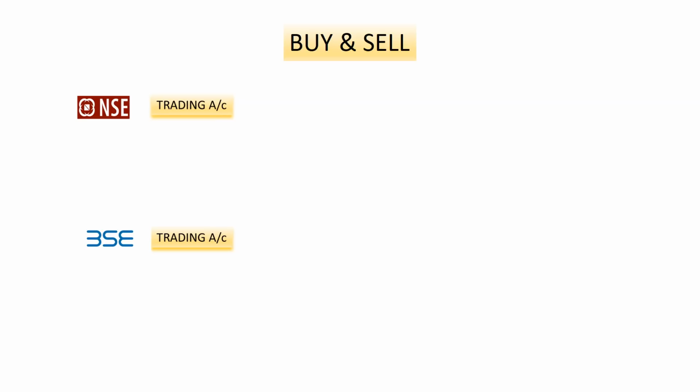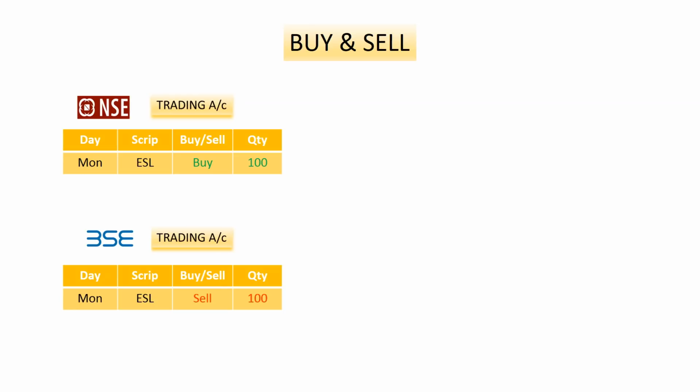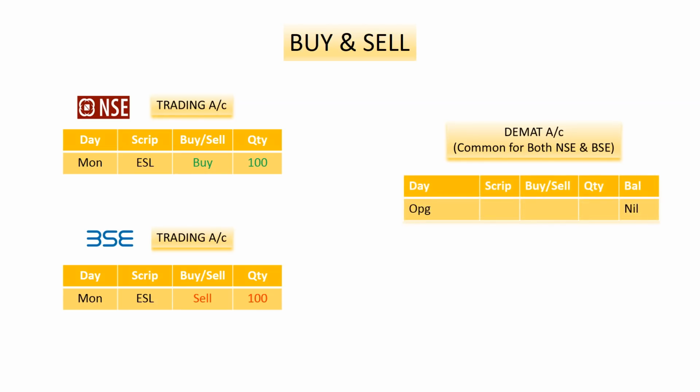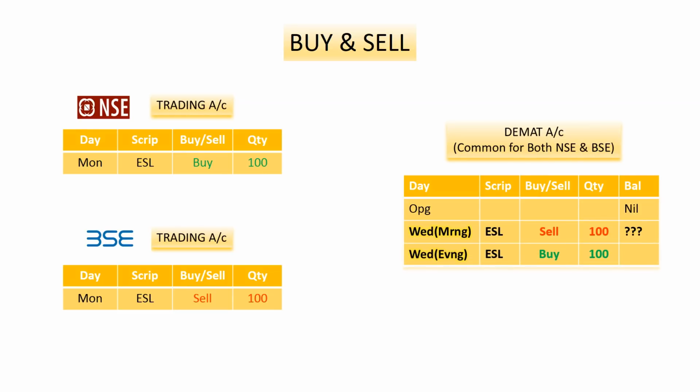So what happens when you buy and sell the shares simultaneously on 2 different exchanges? Let's say you're buying on NSE and selling on BSE simultaneously on Monday. Remember, you can use the same demat account for both NSE and BSE. The shares you sold on BSE must be delivered by you by Wednesday morning, but the shares you bought on NSE will be delivered to you by Wednesday evening. But by Wednesday morning, you don't have any shares in your demat account because you will receive the shares you bought only by the evening. So it leads to a situation called short delivery, and you will have to face the consequences.